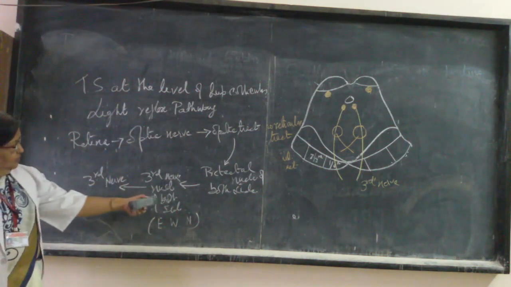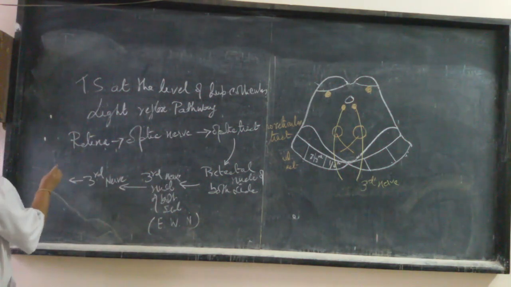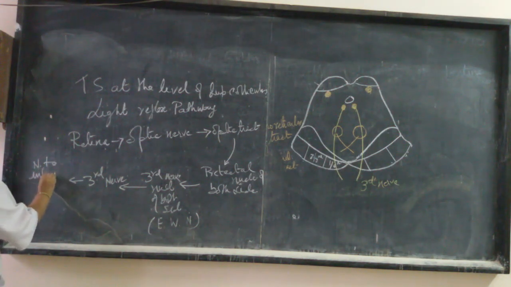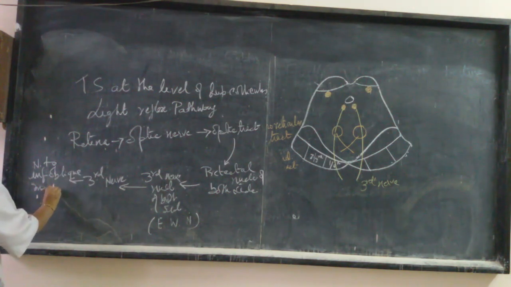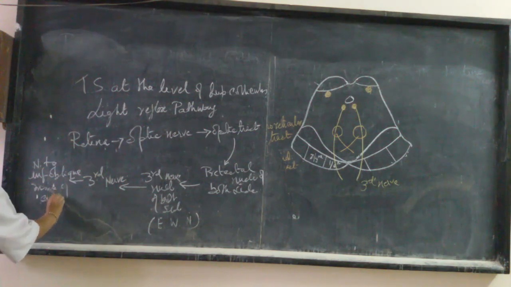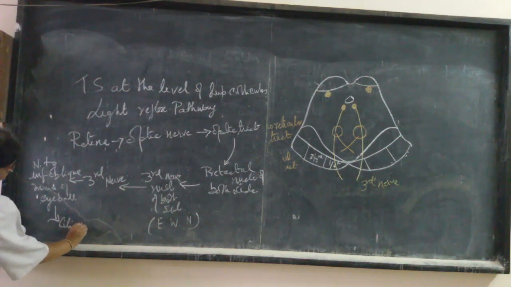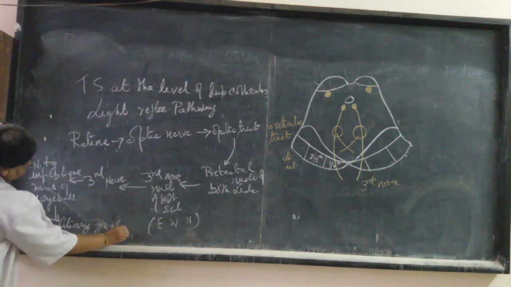The fibers coming from the Edinger-Westphal nucleus traverse through the nerve to inferior oblique muscle of the eyeball. And the fibers from the nerve to inferior oblique muscle of the eyeball go to the ciliary ganglion, one of the parasympathetic ganglia.